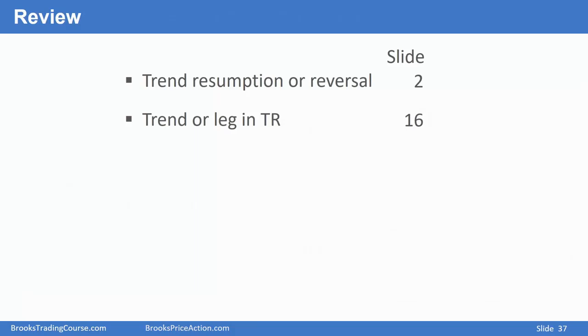In this video, I talked about whether or not a trend that leads to a trading range will get trend resumption or trend reversal after the trading range. And then I talked about trends and whether or not they're actually a trend or a leg or a swing within a trading range. If there's bad follow-through, if there's a lack of consecutive strong trend bars, chances are the trend is simply a leg in a trading range.